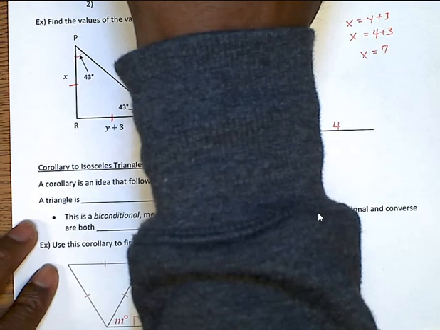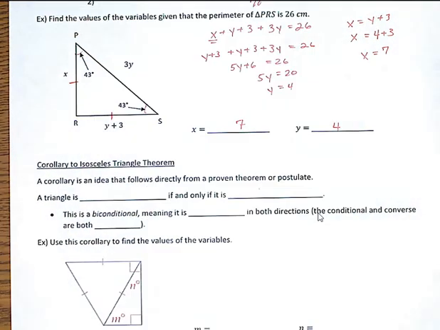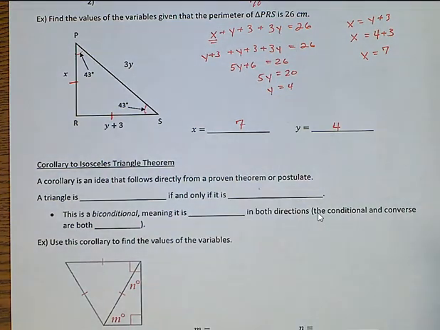Alright, couple things left. Alright, so a corollary is an idea that follows directly from a proven theorem or postulate. So that means if I say one thing and it naturally follows, or it only makes sense, then that's what a corollary is. It's like, okay, it only makes sense then that this thing also happens.